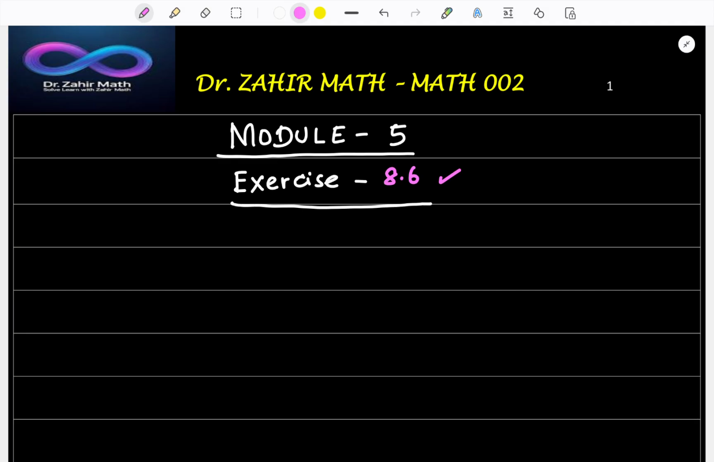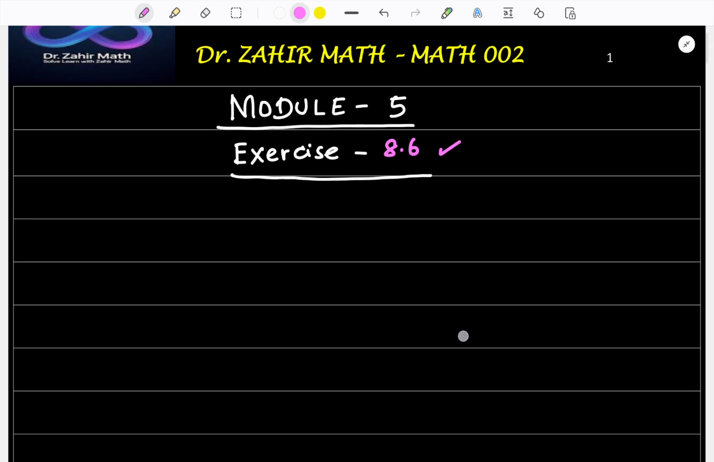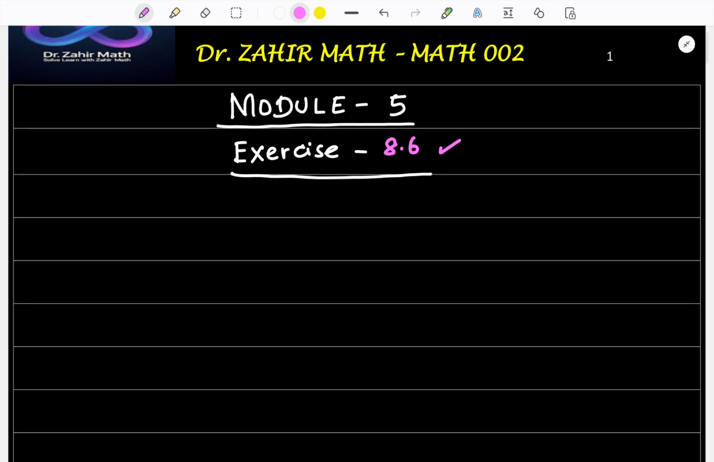Trigonometric form of complex numbers, right? We will go through worked out examples, multiplication, division and de Moivre's theorem. Everything you need to master this topic for your exams. Stay with me till the end. Let's start exercise 8.6, okay?